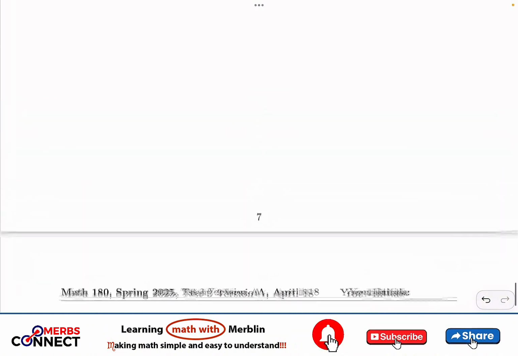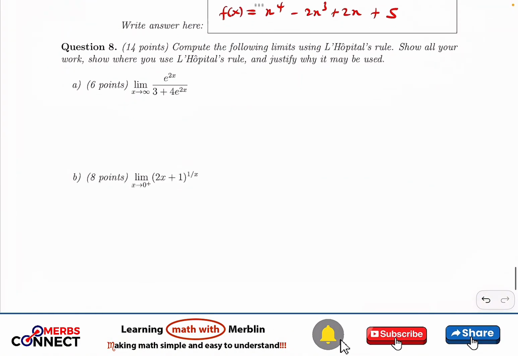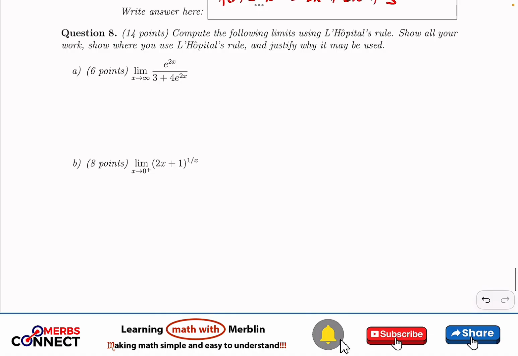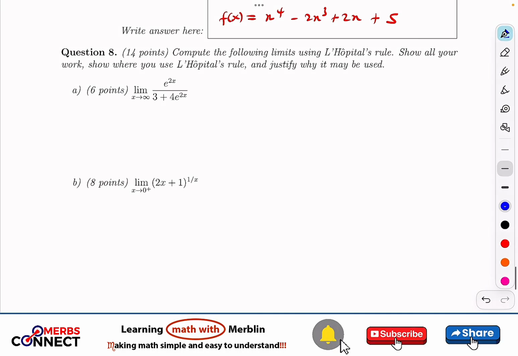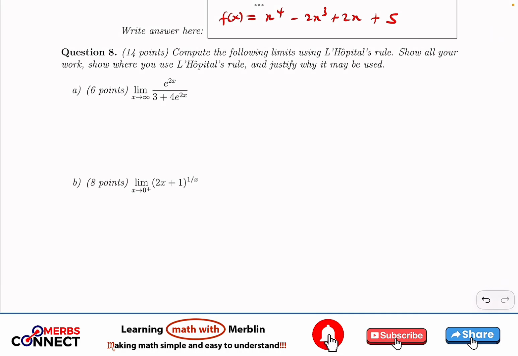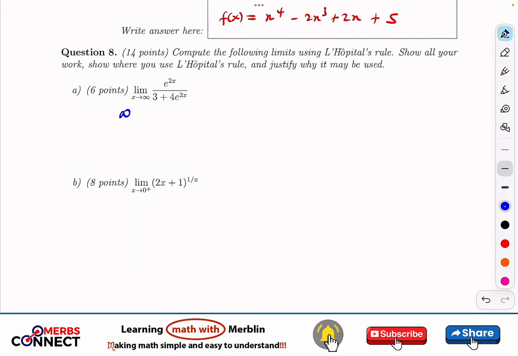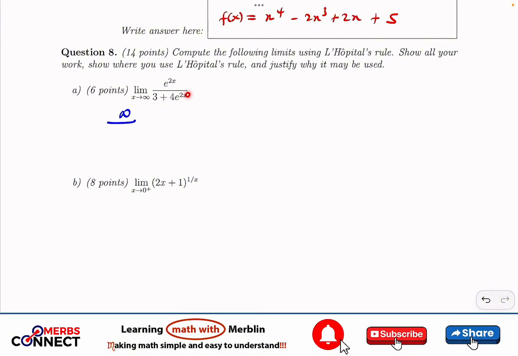Now question 8, then we just finish with question 9, is we want to use L'Hopital's rule to see if we can solve this. So first let's check if it satisfies L'Hopital's rule. Now e to the power 2x, when I plug in infinity, 2 times infinity is infinity, e to the power infinity is infinity. When I plug in infinity here again, I'll get infinity plus a constant, which is still infinity. So it means that now we can use L'Hopital's rule.